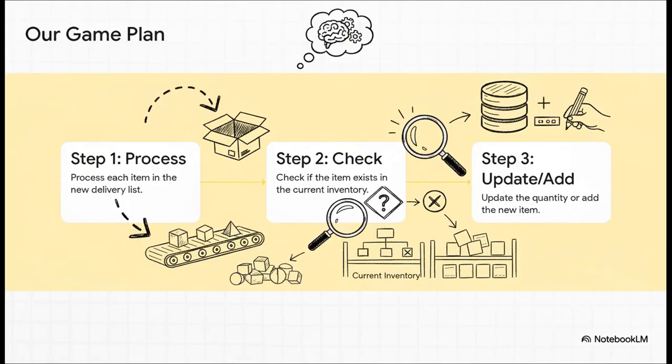So, what's our game plan? It's actually a pretty simple three-step process. First, we're going to go through every single item in that new delivery one by one. For each one, we ask a simple question. Do we already have this in stock? If the answer is yes, we just update the quantity. If it's no, well, then we just add the new item to our list. Simple as that. Let's see how it works.